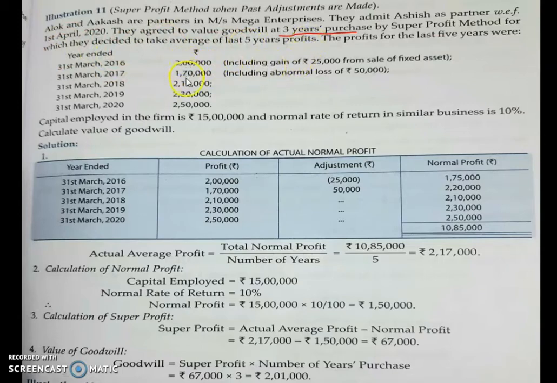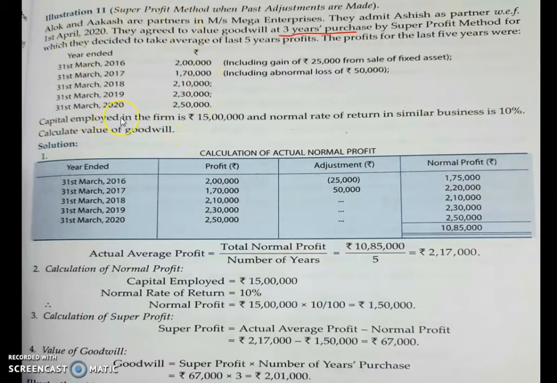So in front of you it is given the 5 years profit. So you can see here some abnormal gain and abnormal losses are given to you. Capital employed in the firm is 15 lakh and normal rate of return in the similar business is 10%. Calculate value of goodwill. So this is the question in front of you.